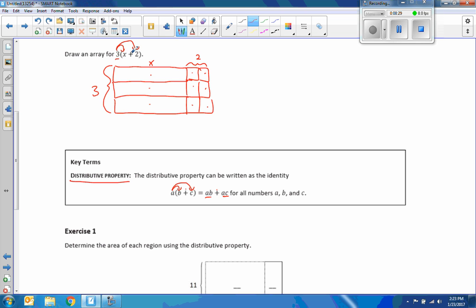So if I distribute it up here, I would get 3x plus 6. 3 times x, 3x. 3 times 2, 6. And I definitely have 3 x's and 6 ones.